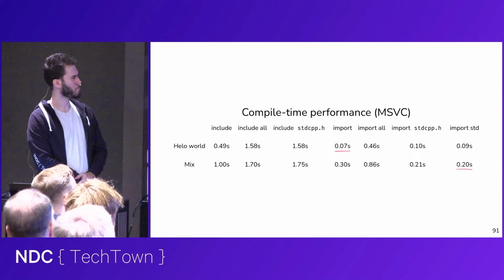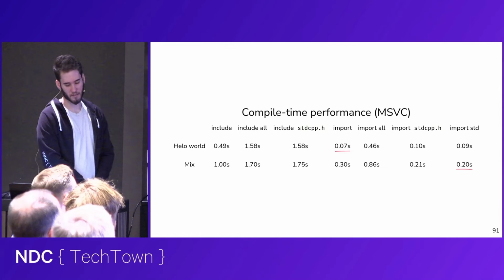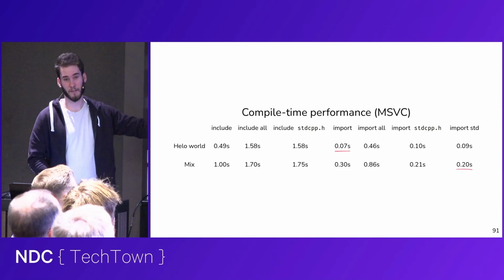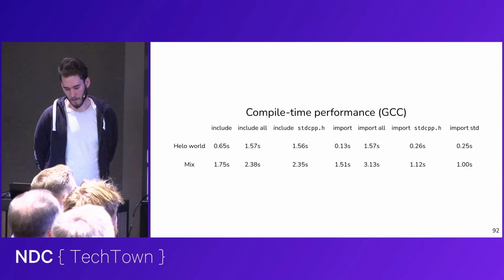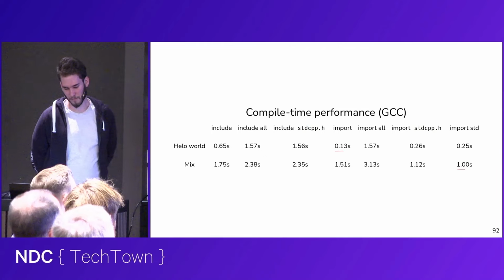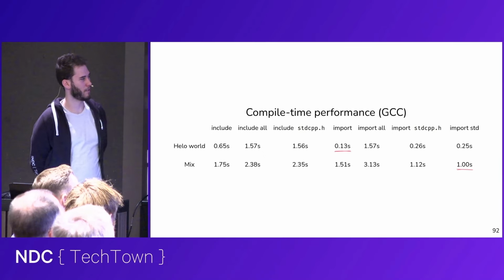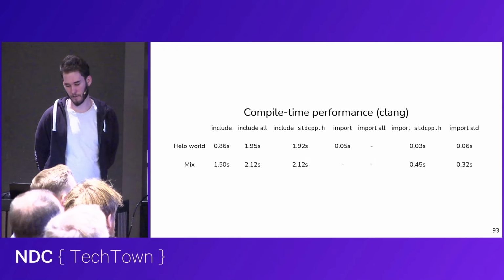If you take a look here, importing just one file for hello world makes sense, because, well, there's not a lot that has to be done there. But importing std for mix is actually the fastest option. So even though you get everything, it's the fastest that you can get. That was for MSVC. For GCC you get a similar compilation time. You can see that importing one for hello world is still the fastest, and importing std is the fastest option for mix. And for Clang, you get this performance.